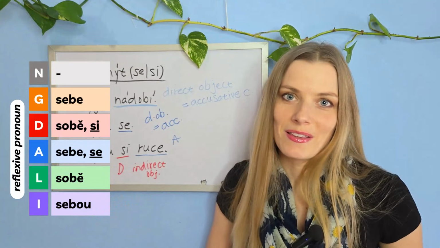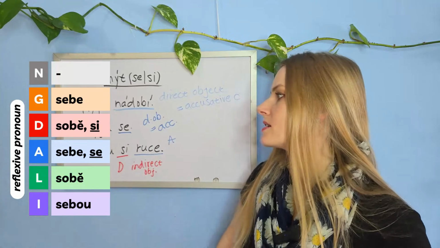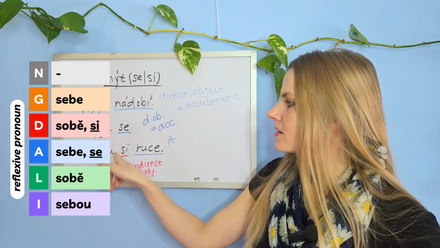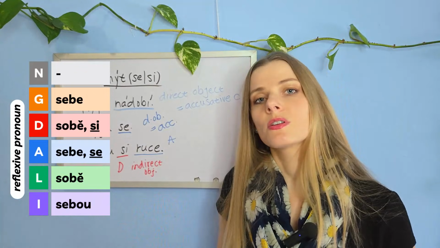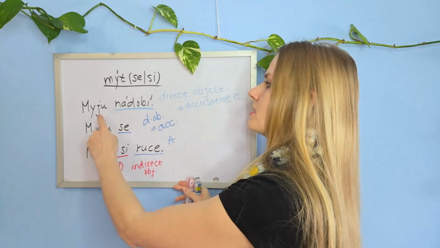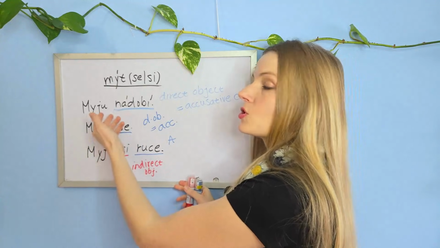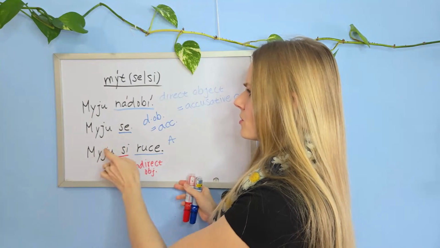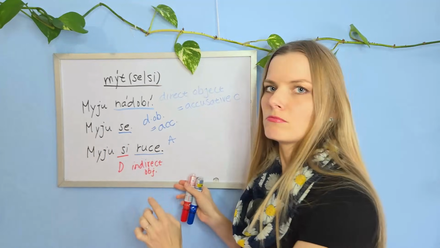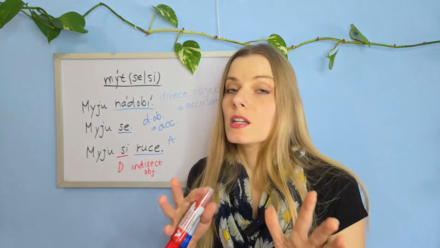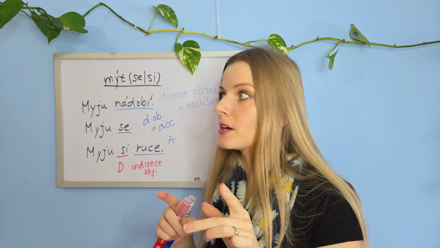Isn't that great? What is also great is that this se and si is the same for every person. It doesn't change. So it doesn't matter if I change this and I say myješ nádobí, you wash dishes, these would not change. Myješ se, myješ si ruce. These would stay the same. And I'm going to say this sentence one more time.